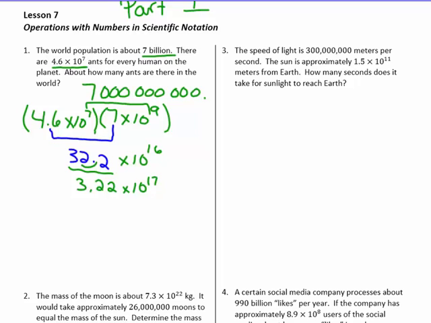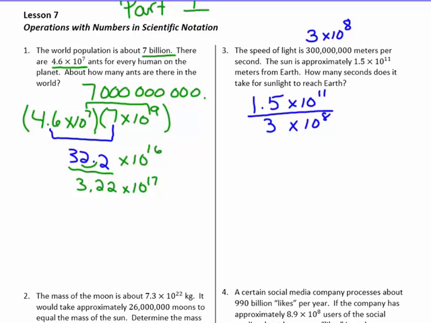All right, number 3. The speed of light is 300 million meters per second. The sun is approximately 1.5 times 10 to the 11th meters away. How many seconds does it take? So this is actually going to be a dividing problem. So again, I'm going to take my 300 million and put it in scientific notation. 3 times 10 to the 1, 2, 3, 4, 5, 6, 7, 8. And now, I want to know how long it's going to take. This is a division. So I'm going to do 1.5 times 10 to the 11th divided by 3 times 10 to the 8th.